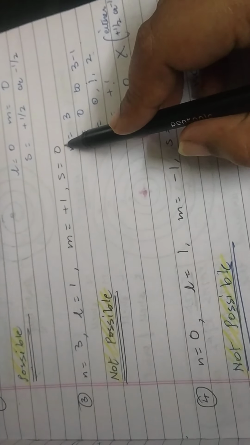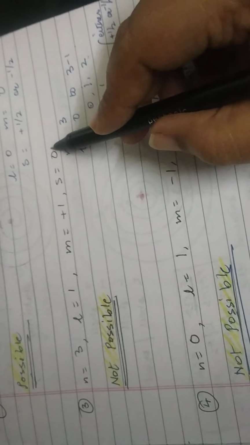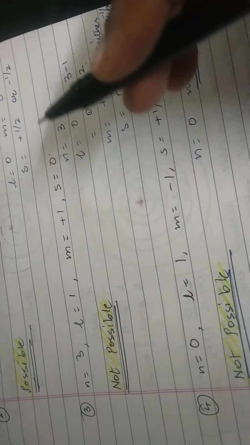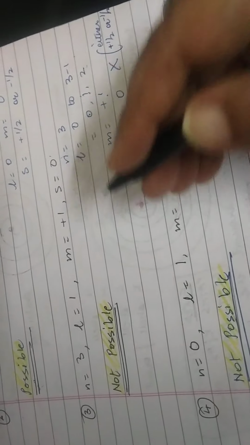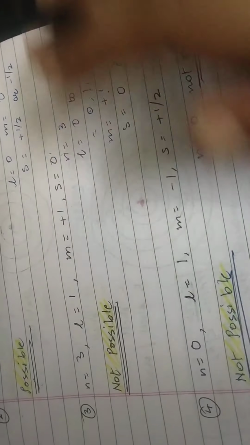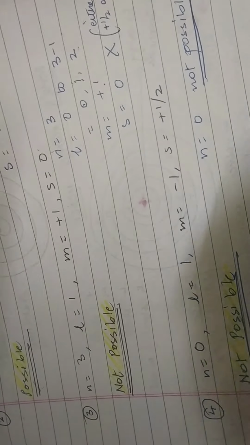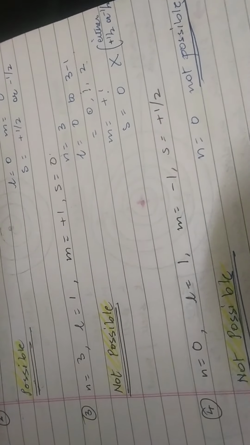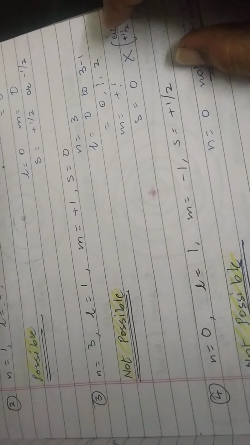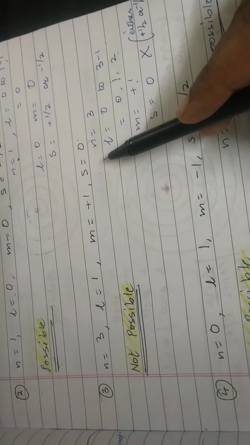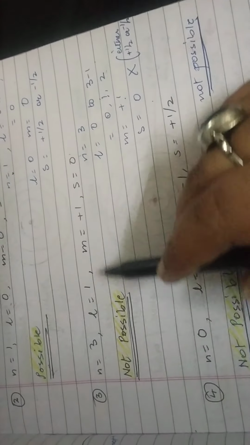S equals 0. Now here lies the problem. This is not possible. If the electron is present, it should have either a plus half spin or a minus half spin. It doesn't have a 0 spin. It should have a clockwise or anticlockwise orientation, but 0 spin is not allowed. Hence, this is not a possible set of quantum numbers. So this is not permitted.